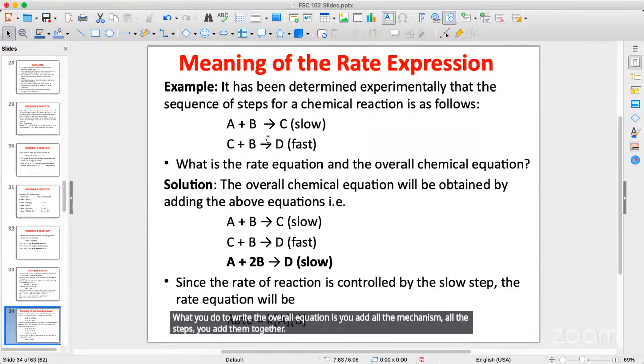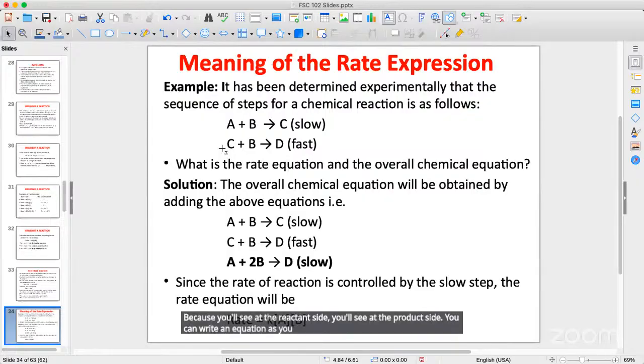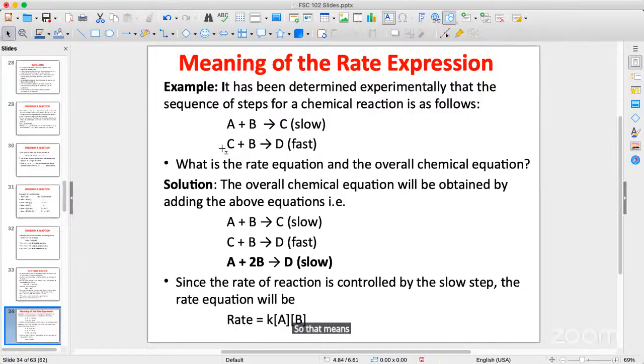If you add these two together, your C will cancel C, because you have C at the reactant side, you have C at the product side. You can't write the chemical equation and have something at the reactant side and something at the product side when it is not a catalyst. So that means C has to cancel C. Then the overall equation will be A plus 2B to give you D, because you have 2B at the reactant side, then 1A to give you D.